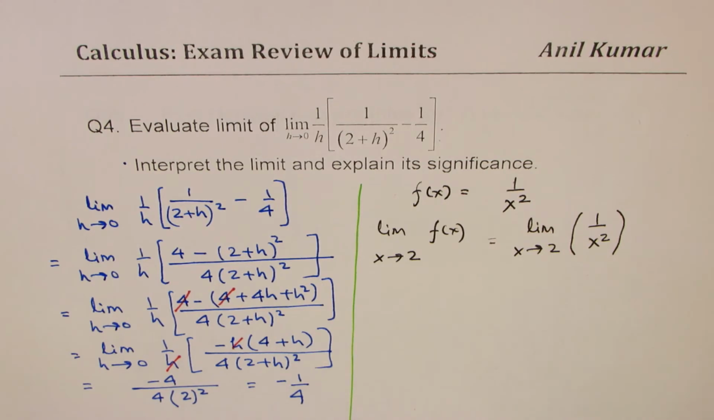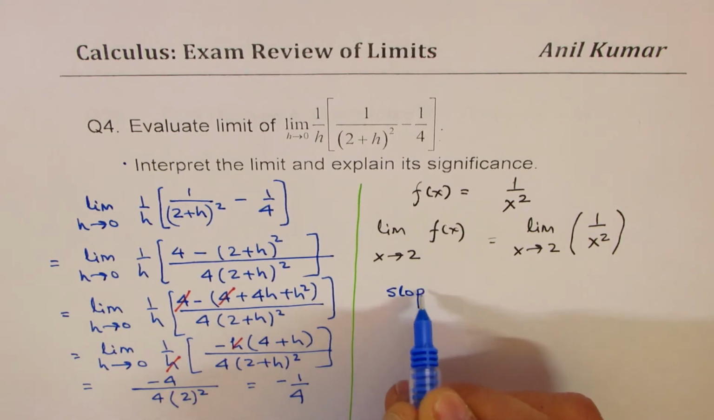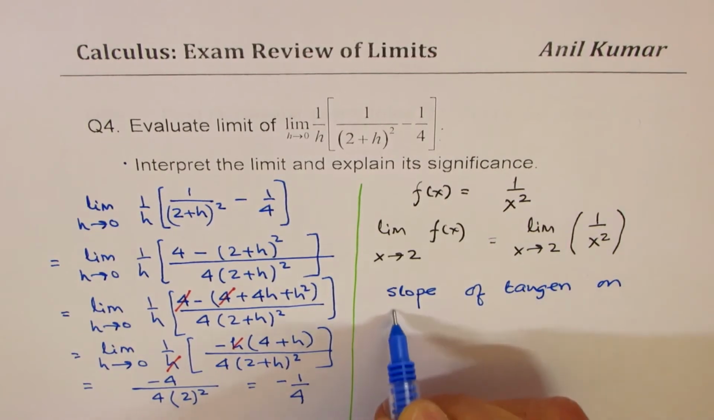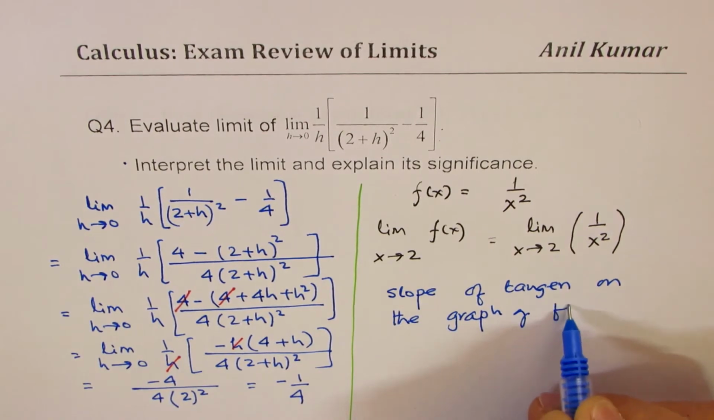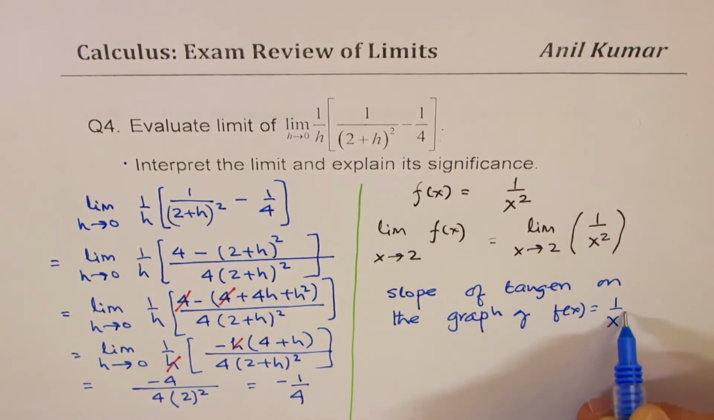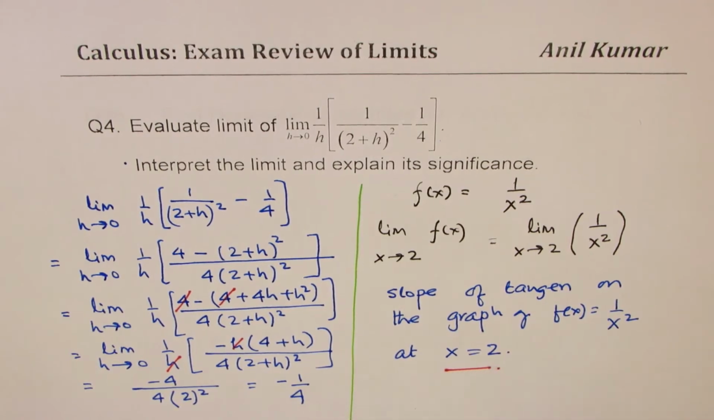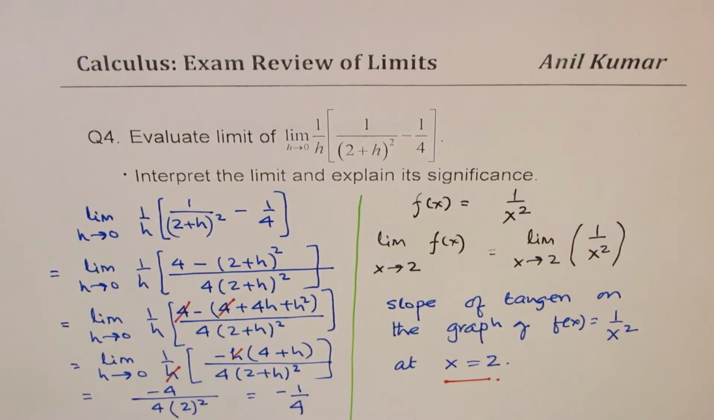So what you've got here is basically, you could interpret this as the slope of the tangent on the graph of f of x equals 1 over x squared at x equals 2, right? So that is what the interpretation is. Is that clear, right? So that is how you are going to interpret. So I hope it is absolutely clear. Let's move on and do question number 5, which is also the last question of the series.